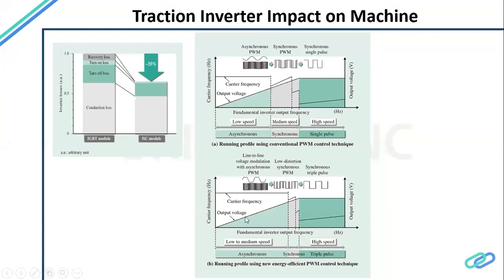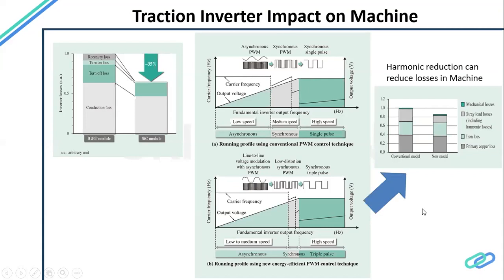So we can push very hard to the high speed here, and then we can change our switching topology from, say, PWM to, say, 6-step or triple pulse, a single pulse here at very high speed. This gives us a lot of benefit in terms of eliminating or reducing some harmonics, which in turn help us to even reduce some losses in the machine as well.